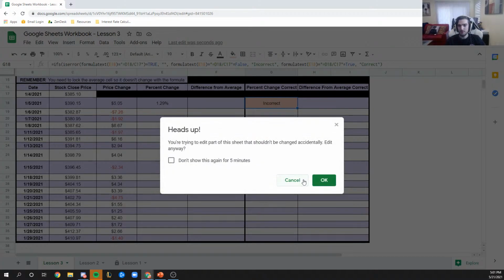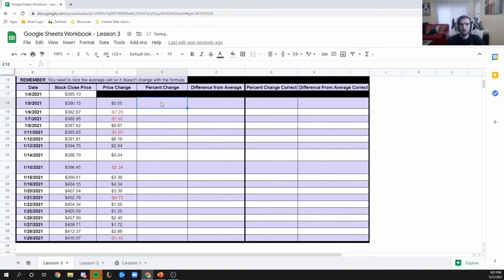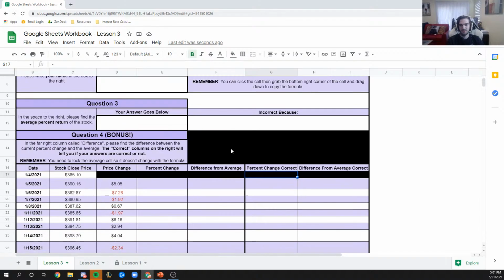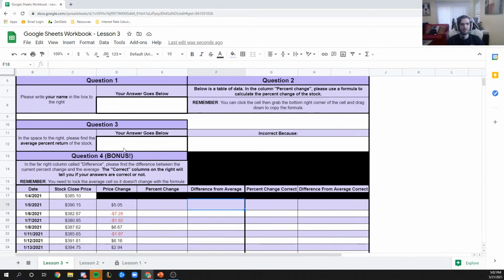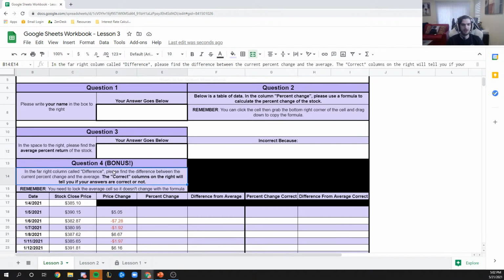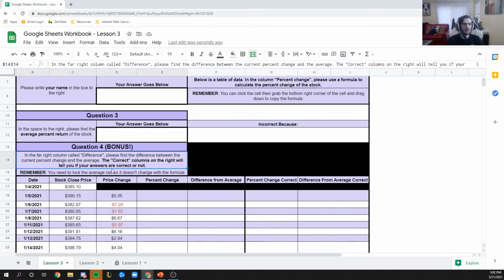I want you all to fill it in so that everything here, all of this says correct, and see if you can do the difference from the average as well. Because one of the questions is find the average percent return. And then the next question is, what is the difference from the average?